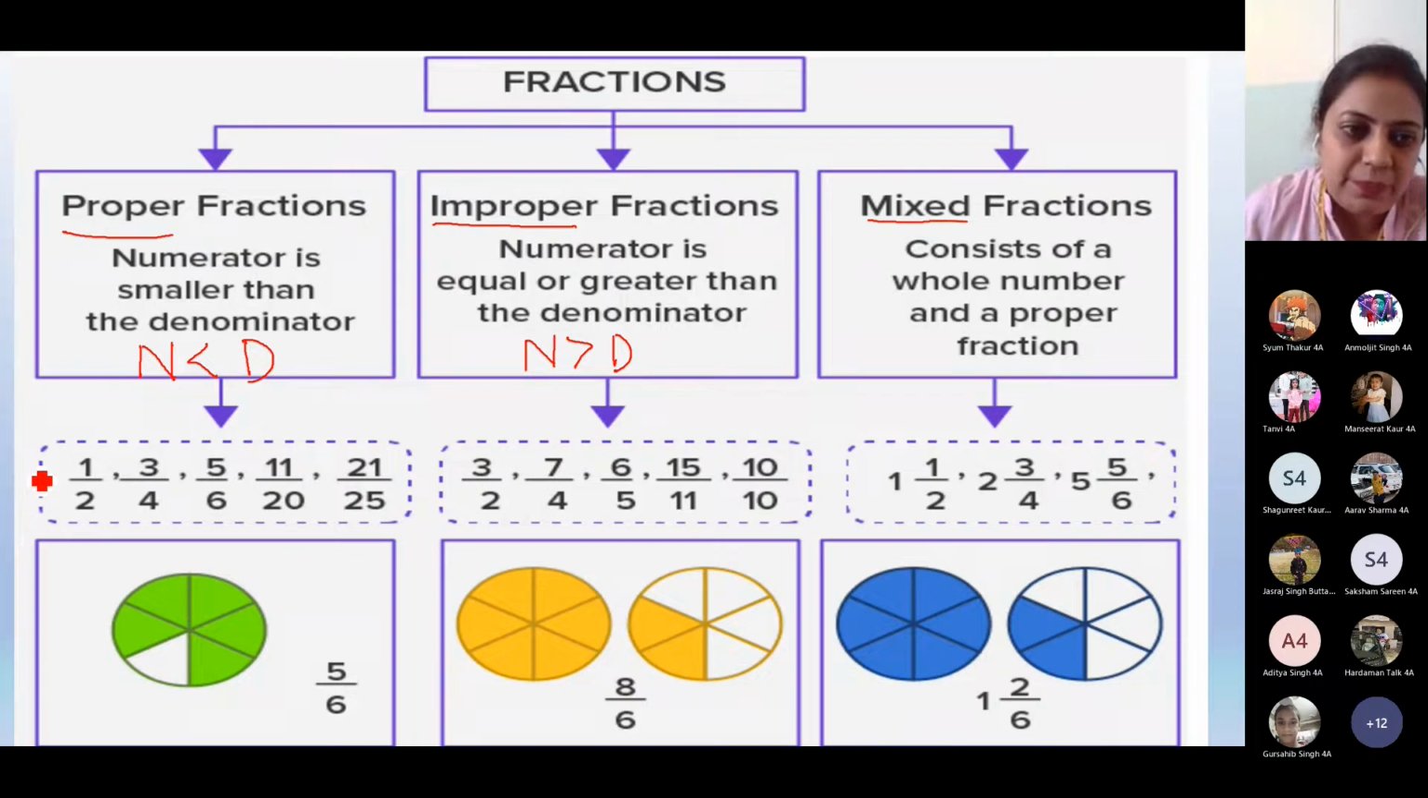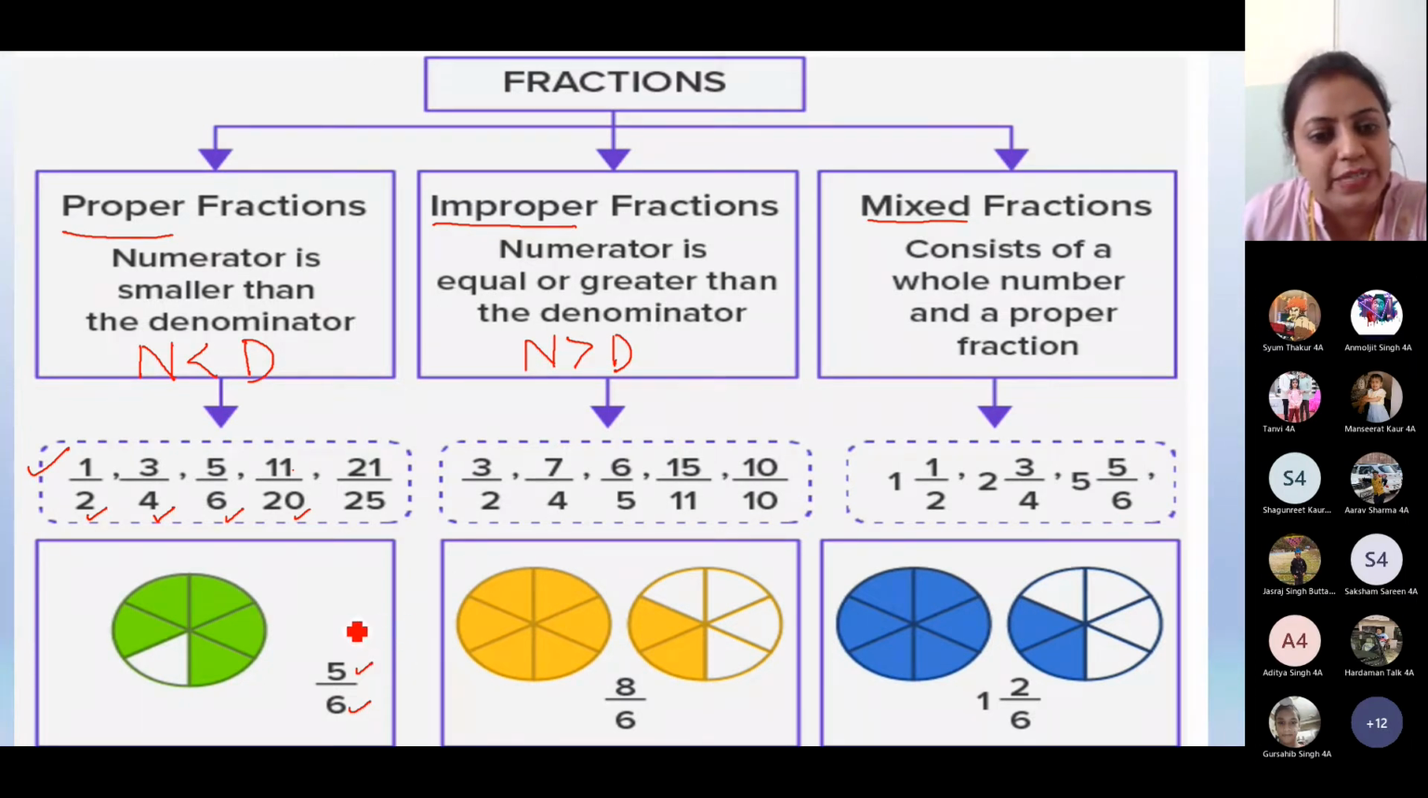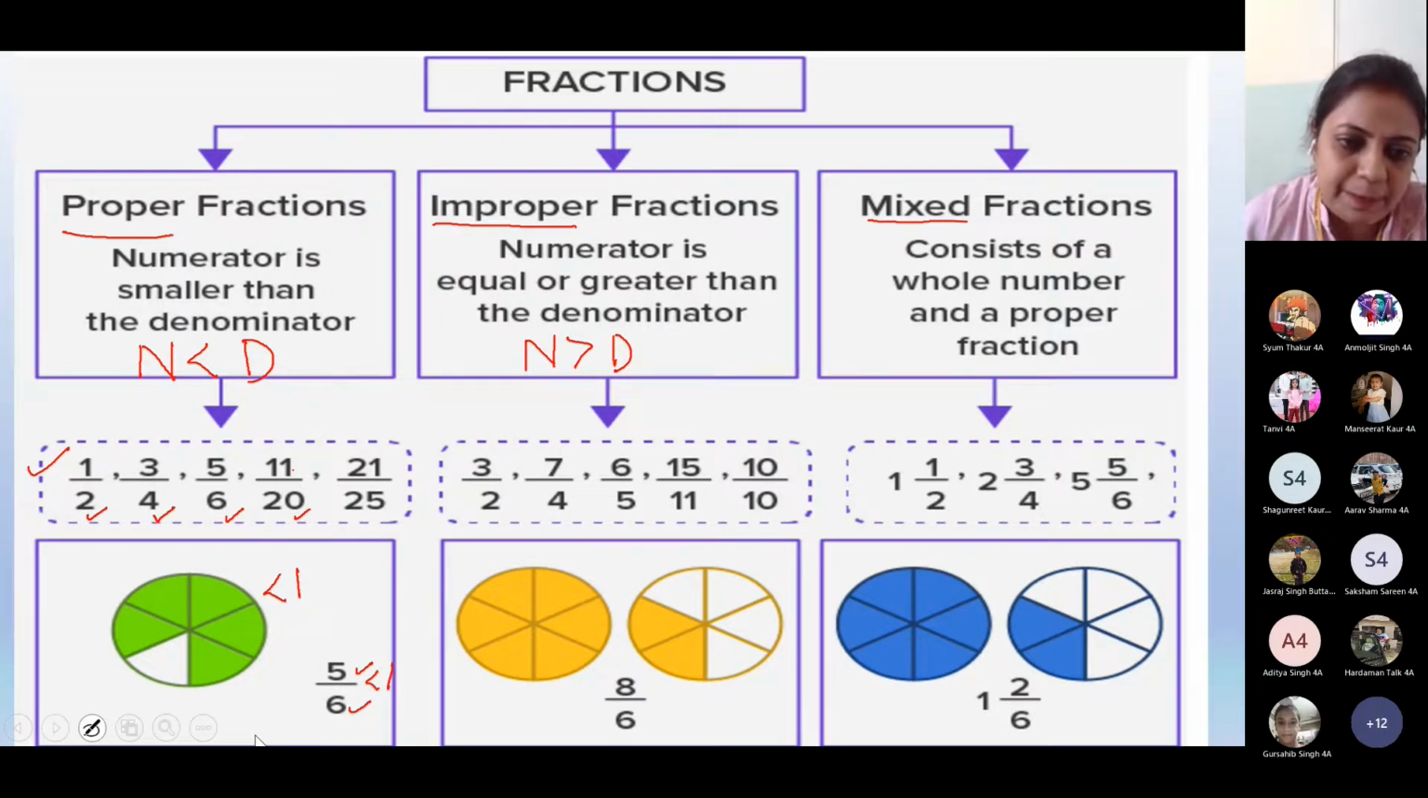So, look at these examples. Here 1, numerator is smaller than denominator, so it is a proper fraction. 3 by 4, it is proper. 5 by 6, again proper. 11 by 20, numerator less than denominator, it is a proper fraction. Look at the example given here. Here, 5 parts out of 6 equal parts. So this is a proper fraction. Why is it called a proper fraction? Because fractions are used to represent quantities which are less than 1. This quantity is less than 1. Okay, 5 by 6. It is less than 1.